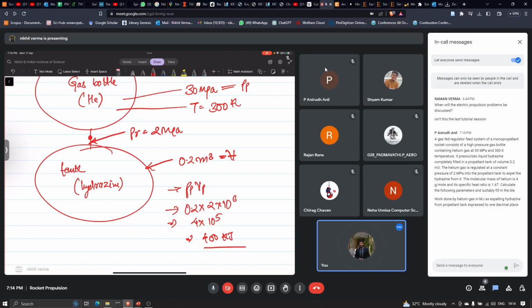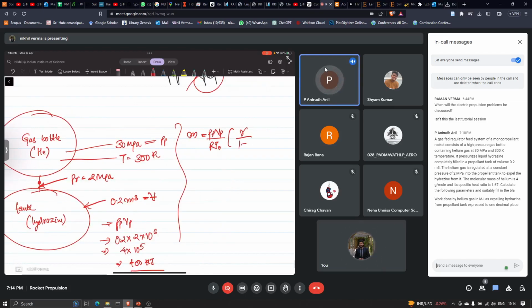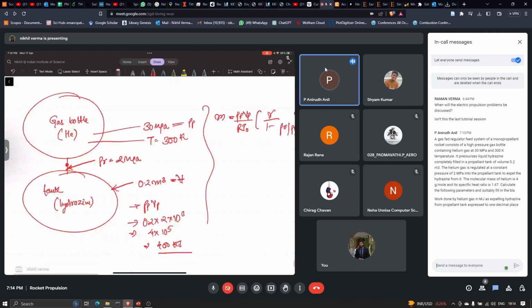Okay, that is right. And then what we can do is calculate the mass. So that is P V by T naught. Sir, why didn't we do 30 minus 2 megapascal, like delta PV?